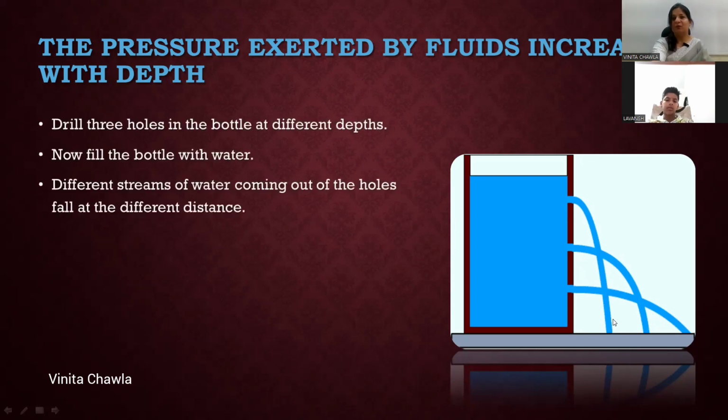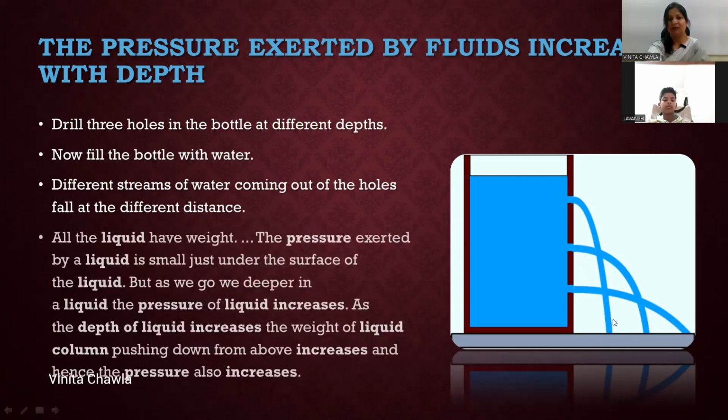So drill 3 holes in the bottle at different depths. Now fill the bottle with water. Different streams of water coming out of the holes fall at different distances. We can see that we have different water streams. They are coming out of the holes and they fall at different distances.